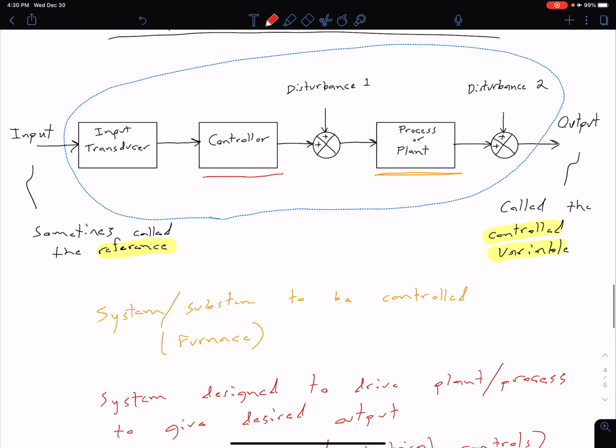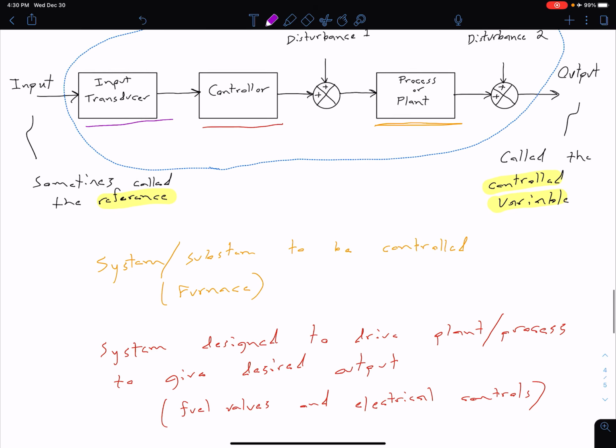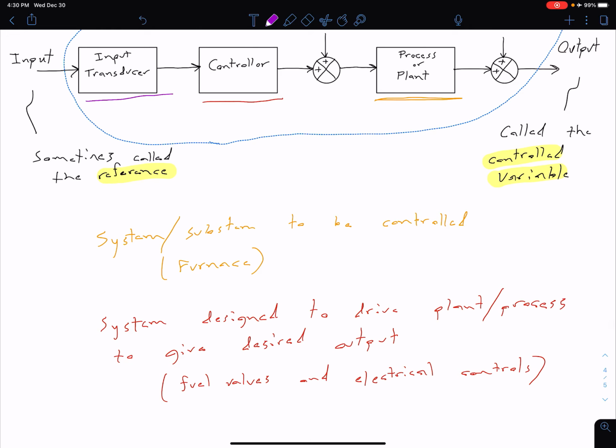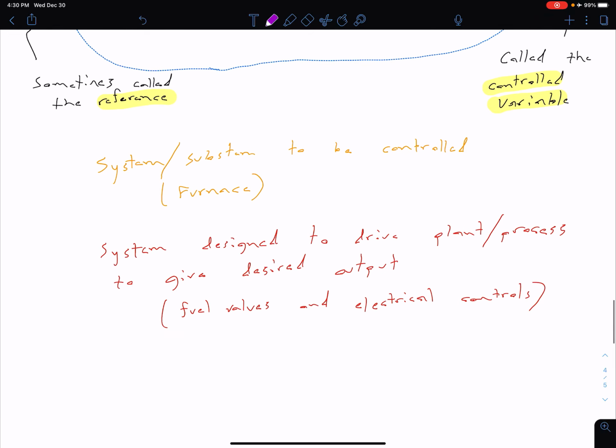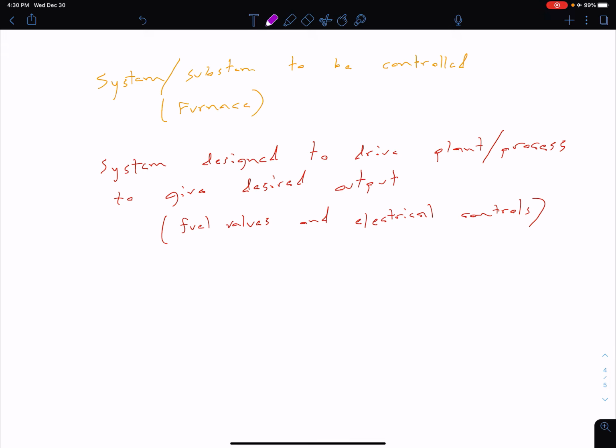Okay, another important component we see here is our input transducer. What our input transducer does is take our form of the input and convert it to whatever form our controller needs. We talked about this in a previous video when discussing why a control system is useful: convenience of input form. So the transducer is converting the input to the form used by the controller.